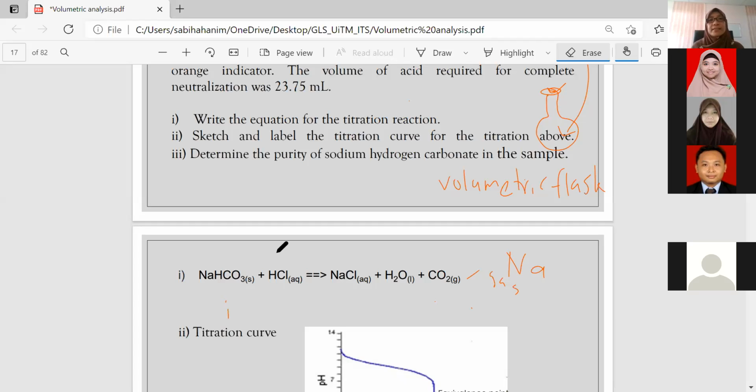We have the acid, and then in this reaction we get the salt, and we have the water. Normally an acid and a base will produce salt and water. However, in this case, we have gas. This gas is extra.